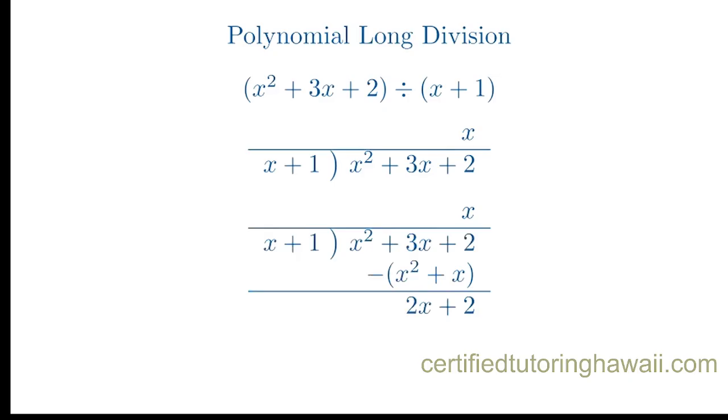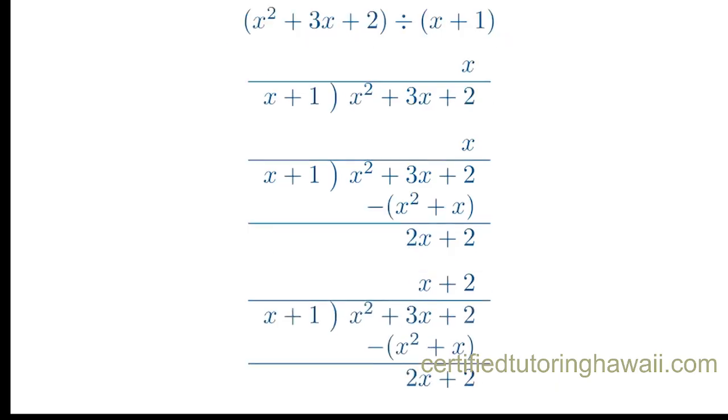That gives us x squared plus x, which we write below the dividend. Then we subtract it, just like in numerical long division. X squared minus x is 0, and 3x minus x is 2x. We bring down the next term, which is plus 2. Now we repeat the process.